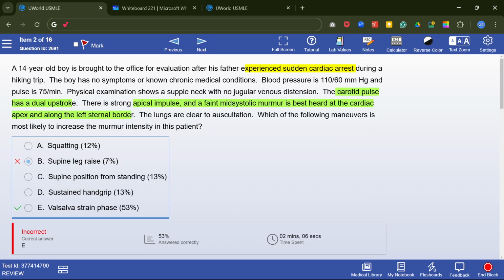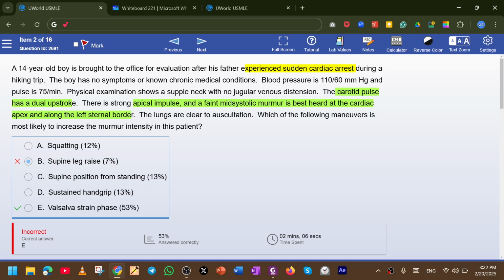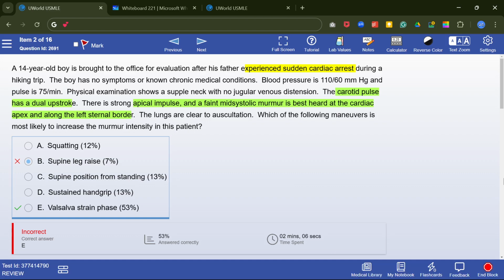Next, now this 14-year-old boy is brought to the office for evaluation after his father experienced sudden cardiac death. The carotid pulse has a dual upstroke.